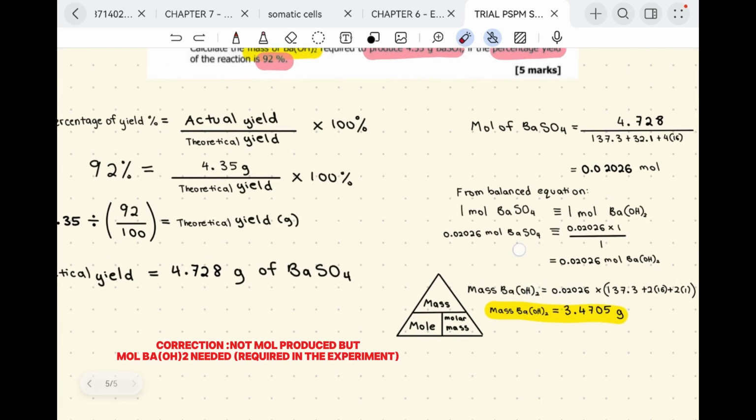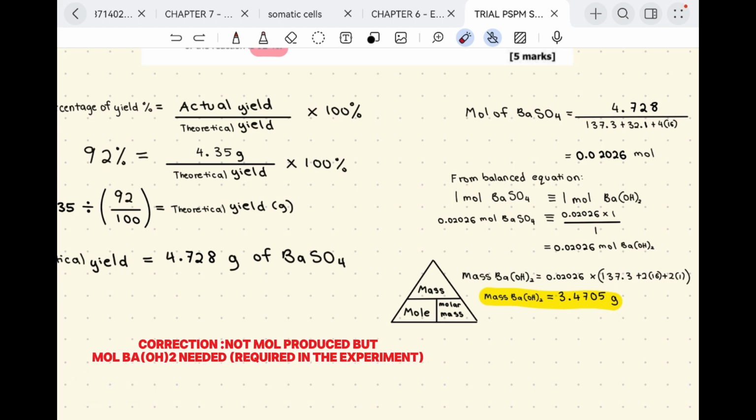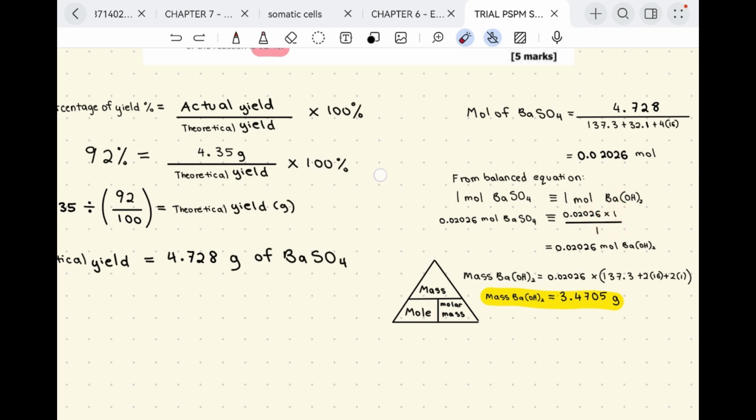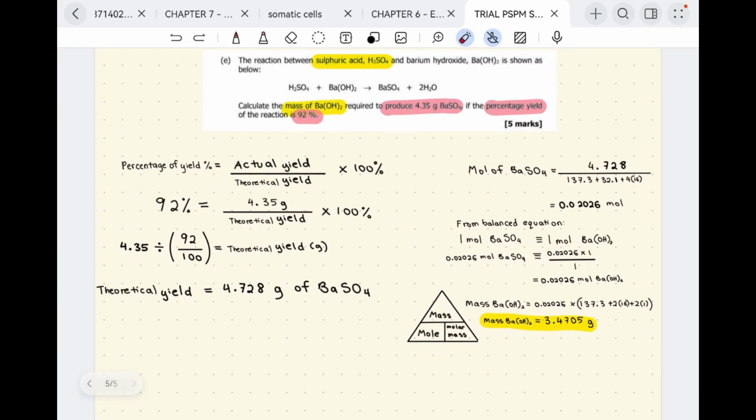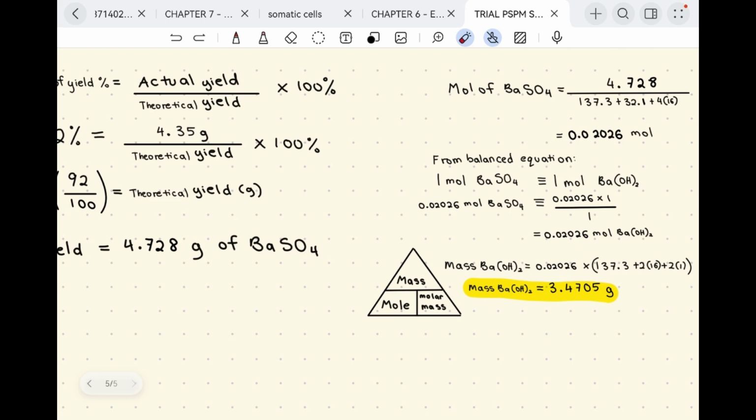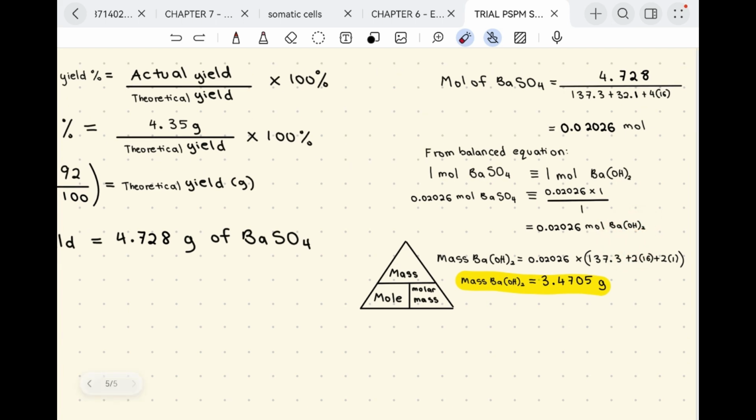To calculate the mole of barium hydroxide produced, we need to use the value of the barium sulfate mole times the coefficient of barium hydroxide in the chemical equation, and divide it by the coefficient of barium sulfate in the equation. So we will get the mole of barium hydroxide is 0.02026 mole.